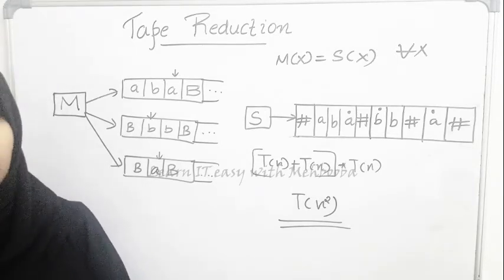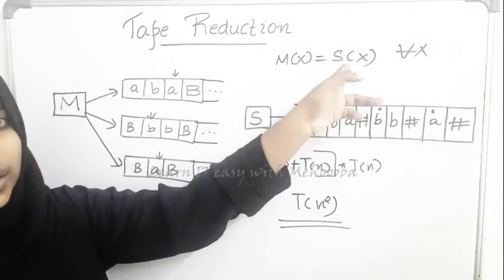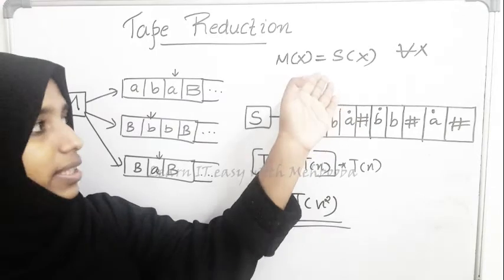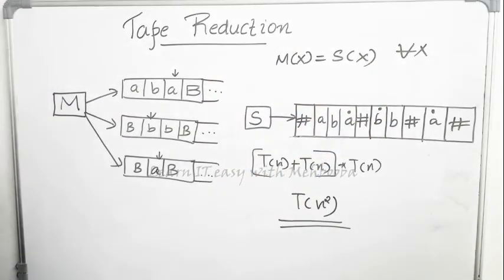So that is all about tape reduction, and the aim is that the multi-tape Turing machine should work exactly the same as the single tape Turing machine for all possible inputs x.